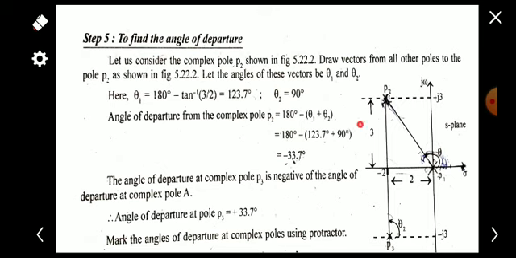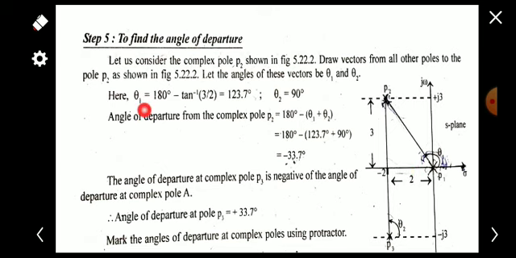Then plus the sum of angles of vectors to the complex pole from all other zeros, but here no zeros are there, so we are eliminating that term here. So only 180 minus the sum of angles of vectors to the complex pole from all other poles remains. Two other poles are there, that is theta 1 and theta 2. We have to find what theta 1 and theta 2 are.